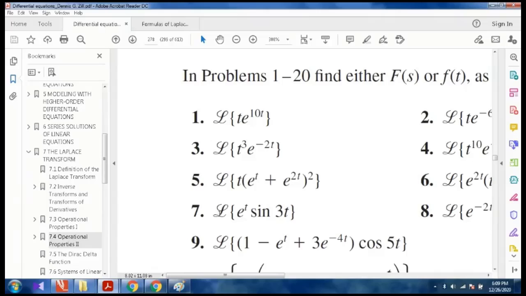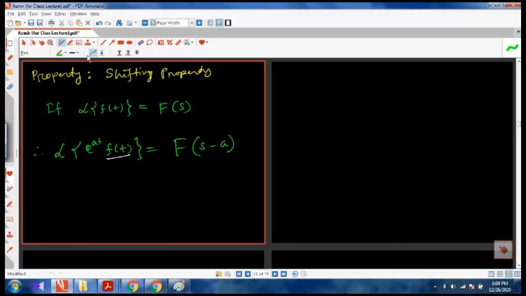You can see Laplace transformation of e power t sine 3t. What will be the result? We don't have only e power t. We don't have only sine 3t. We have the combination, the multiplication part. Laplace transformation of e power t sine 3t. So let's solve this problem.